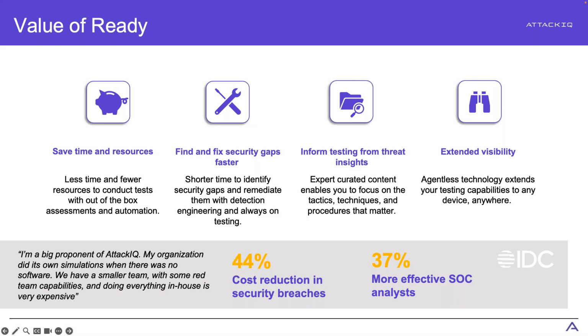With continuous testing and with the benefit of testing on demand, you can find the security gaps faster. Now, how do we know this? Because according to a study published by the IDC, companies using our product found a 44% reduction in security breaches by implementing continuous testing. And of course, using the content that we curate for you, which is all fully self-contained, you get better insights into security gaps, which has resulted in 37% more effective SOC analysts. That's a reduction in at least several FTEs that would have been required to do the equivalent type of work.